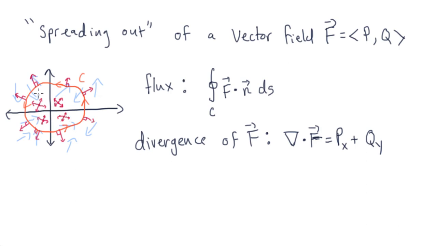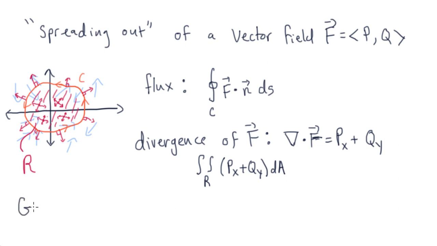Cool. So what we can do is something very similar to what we did with the curl. If I call this region enclosed by the curve C the region R, I can add up all the little contributions of the divergence. And I can do that as a double integral over the region. So I'm just adding up the divergence, Px plus Qy, over all of these little area regions contained in my region R. Okay, and you can probably guess the conclusion.